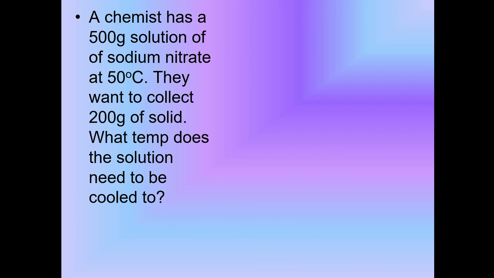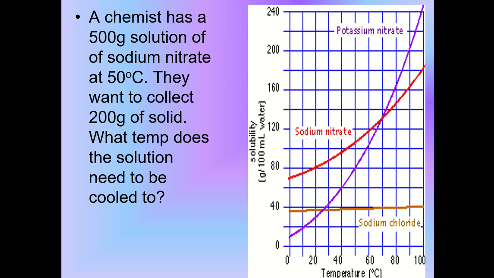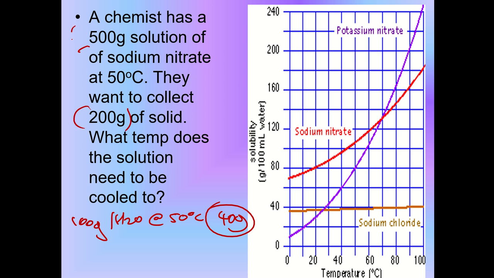A chemist has 500 grams of solution, so we're ramping up the volume of solution here. 500 grams of solution of sodium nitrate. So let's again adjust this and scale it to 100 grams of water. And we are at 50 degrees Celsius. They want to collect 200 grams of the solid. So we would want to collect a fifth of that, which is 40 grams, instead of 200, because obviously this is 5 times that.